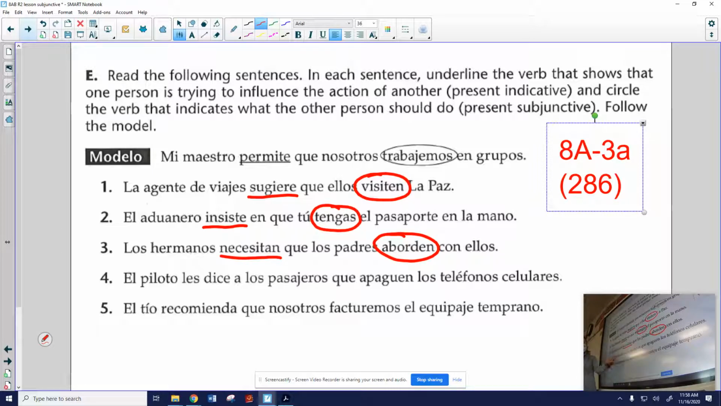El piloto les dice a los pasajeros que apaguen los teléfonos celulares. The pilot tells the passengers that they turn off their cell phones. Dice y apaguen. El tío recomienda que nosotros facturemos el equipaje temprano. Our uncle recommends that we check the luggage early. Recomienda, facturemos.